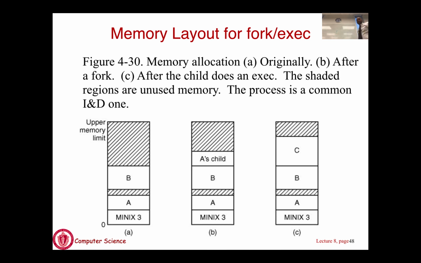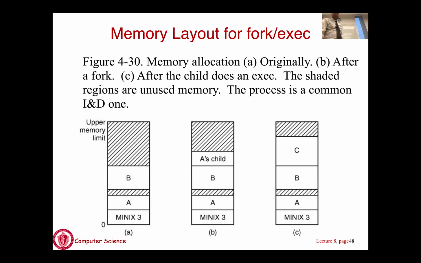It looks exactly the same. Then if A's child calls exec and starts a new program, you will see that program is turned into C, because it's executing something else at this point. Its size could be different depending on whatever that program is. You may change the size of the stack, heap, text segment, everything could be different at that point. Any questions here? All right.